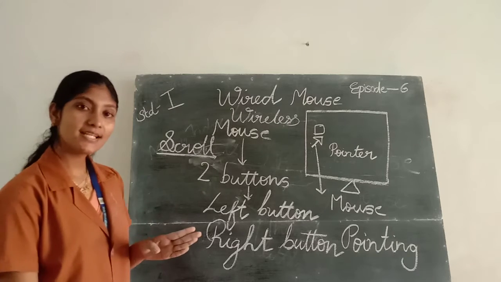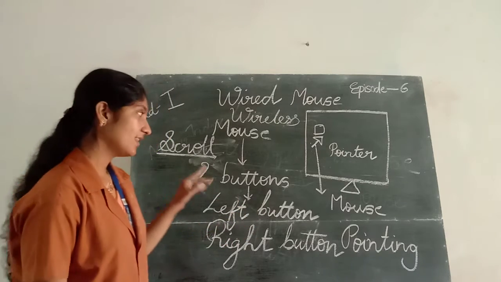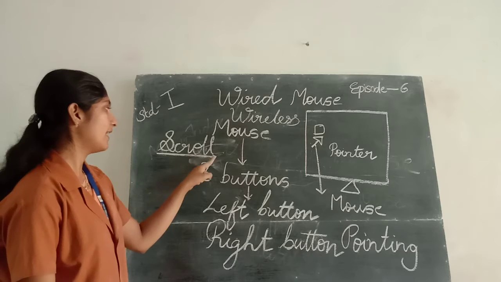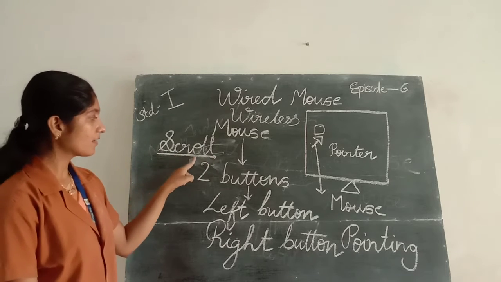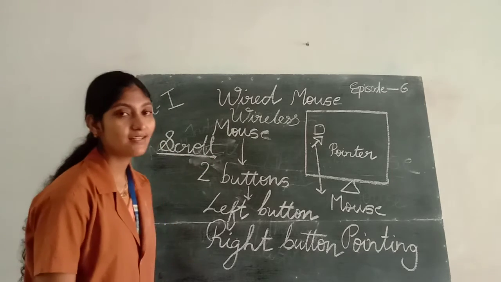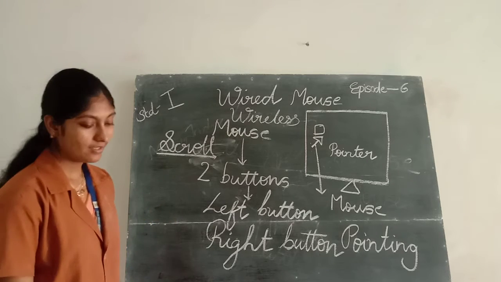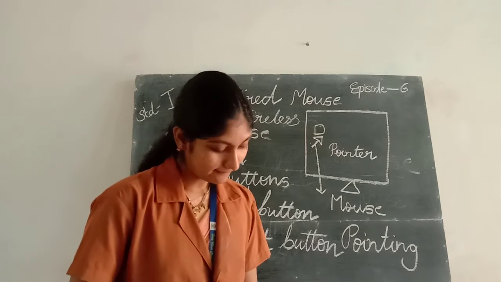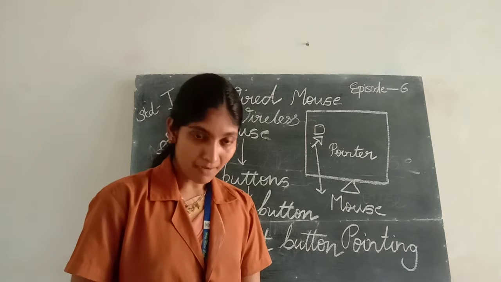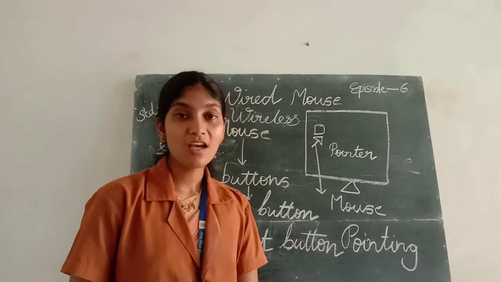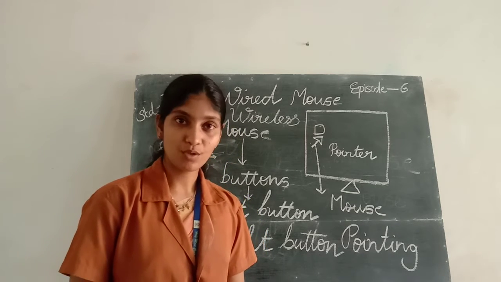Then also there is a scroll wheel between them. S-C-R-O-L-L, scroll wheel, in between them. Then there is a mouse pointer on the screen which moves in the direction of the mouse.